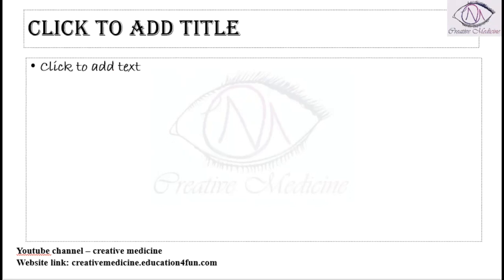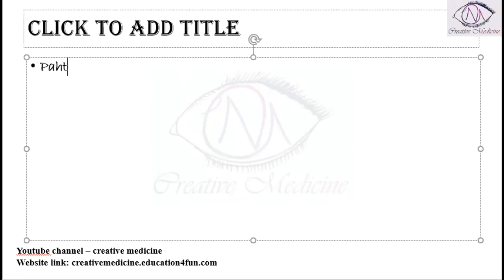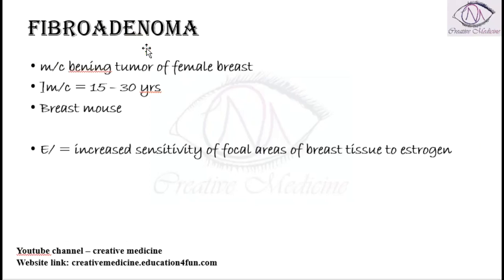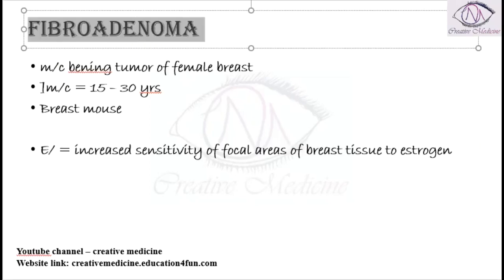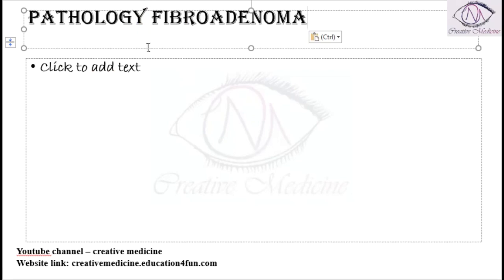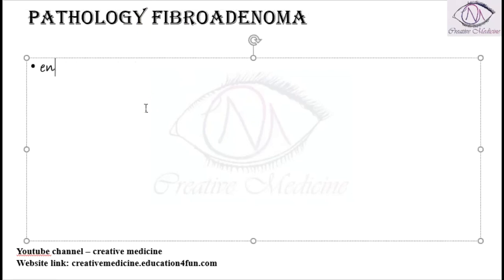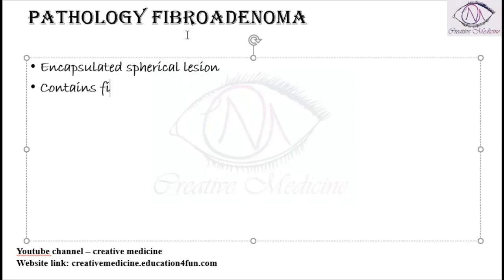Then on pathology, in the pathology of the fibroadenoma, this fibroadenoma is actually an encapsulated spherical lesion. As the name says, it contains fibro, which means fibrous tissue, and adenoma stands for glandular tissue. So this is a tumor containing both fibrous tissue and glandular tissue.